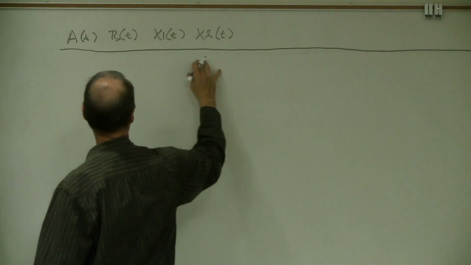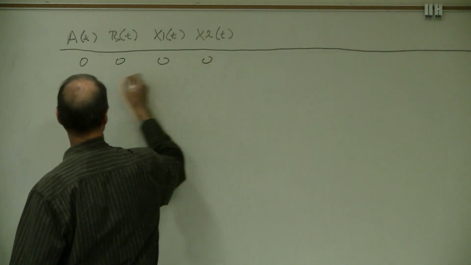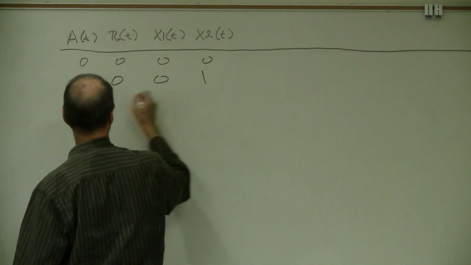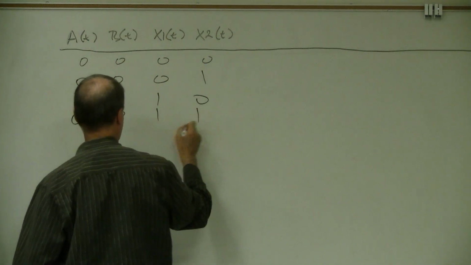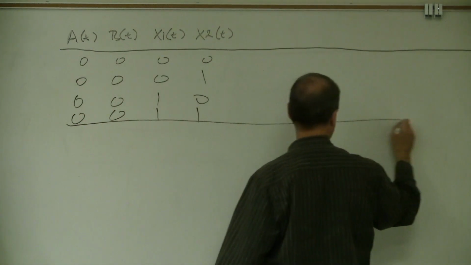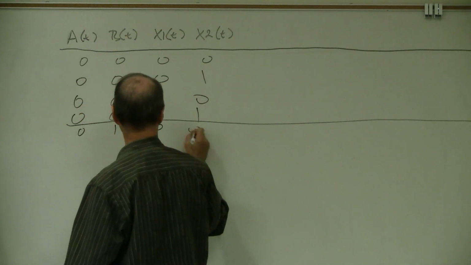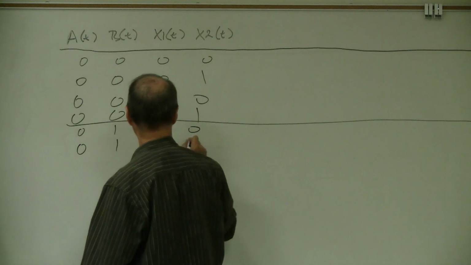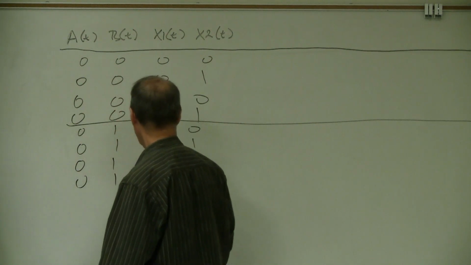So how many possible combinations? We have 0 0 0 0, 0 0 0 1, 0 0 1 0, 0 0 1 1. Then 0 1 0 0, 0 1 0 1, 0 1 1 0, 0 1 1 1.